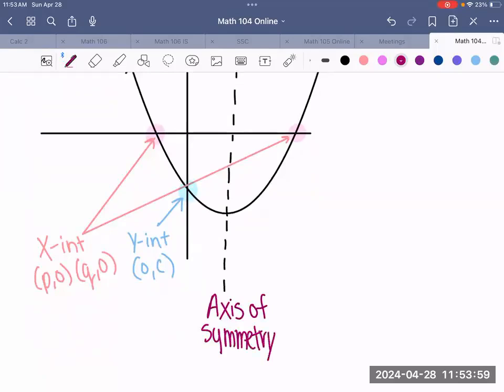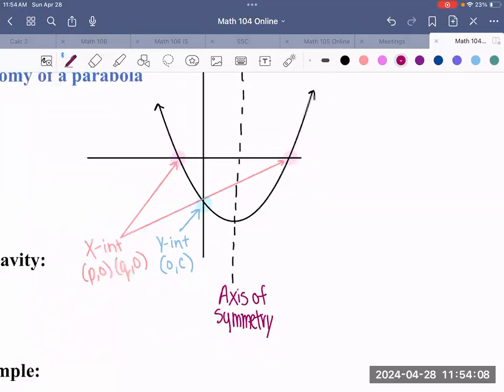Now this graph is going up. We could certainly have one that is flipped upside down, but the axis of symmetry really just separates your graph into two equal parts. Now these equal parts will also contain your vertex. Your vertex, being right here, contains (h, k). Now your vertex and your axis of symmetry do have an equal value, this being your h value.